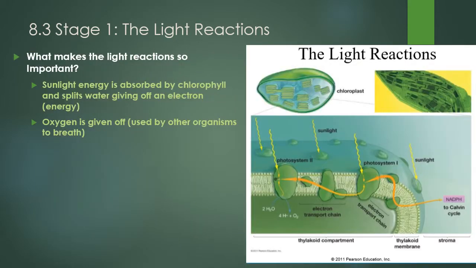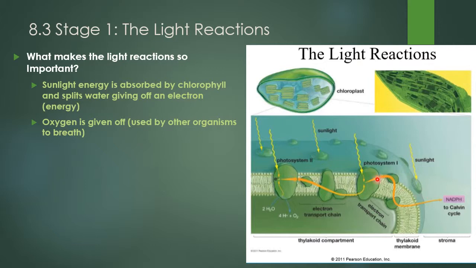So let's look at why the light reactions are so important. First of all, sunlight energy is used to split water and give off that electron, which is the form of energy for the rest of the reactions. And also oxygen is given off, and that oxygen is essential for all other life on Earth that needs to breathe oxygen. And this is a picture from your text just showing the light reactions.